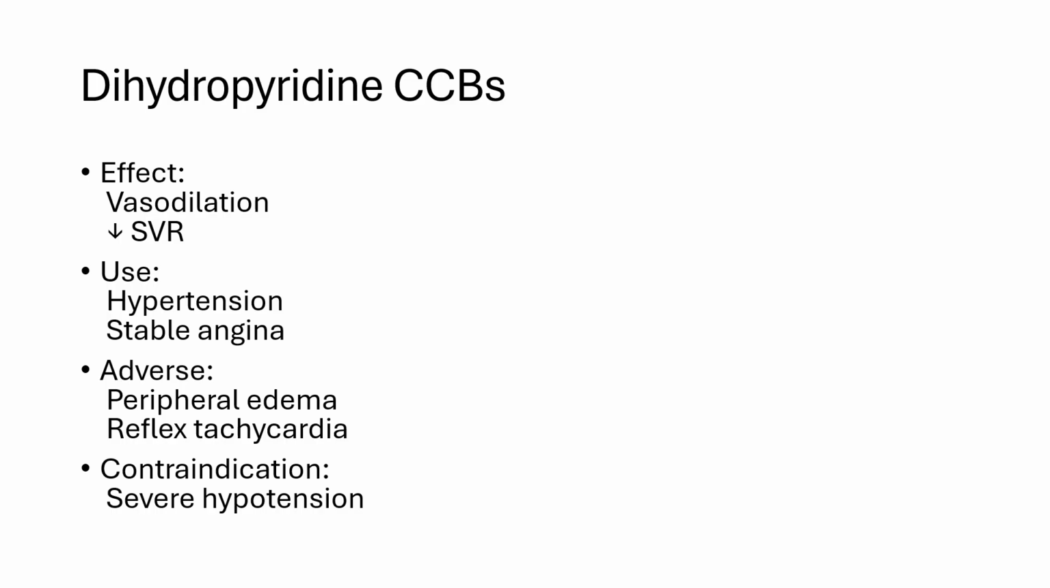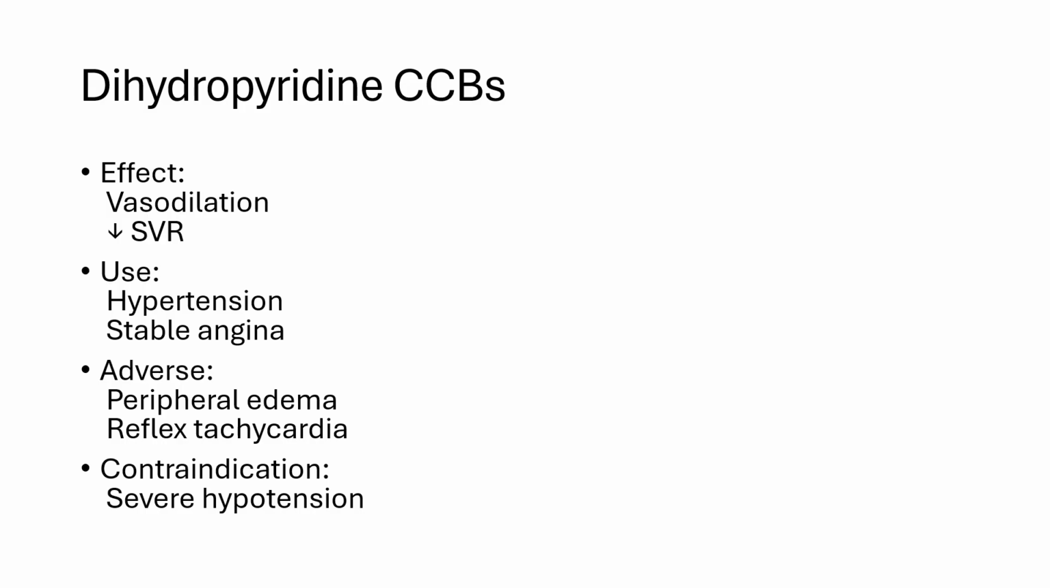So as we said, the dihydropyridine calcium channel blockers primarily act on vascular smooth muscle. Their main effect is vasodilation, which lowers systemic vascular resistance. Because systemic vascular resistance is one of the 2 determinants of blood pressure, this makes them very effective antihypertensive agents. They are commonly used in hypertension and also in stable angina because reducing afterload decreases the myocardial oxygen demand.